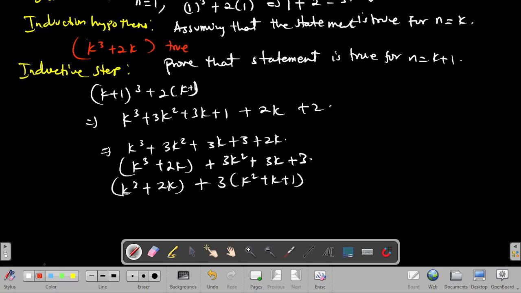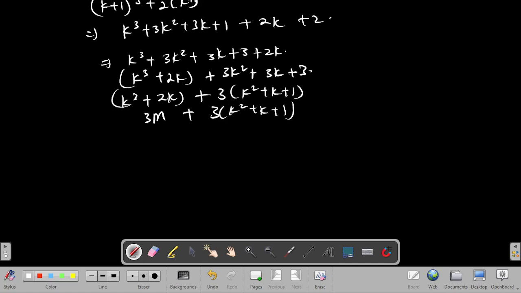Now, there's one thing that we could have done. If the hypothesis is true, we can equate the hypothesis expression to an unknown, say 3m. We just represent it with an expression that shows it is equal to a number divisible by 3. So when I come here, I'm simply going to write 3m plus 3 times the expression k squared plus k plus 1. You can clearly see that I can factorize 3 out, so this whole expression is divisible by 3. And therefore we see that our statement is true and is divisible by 3.